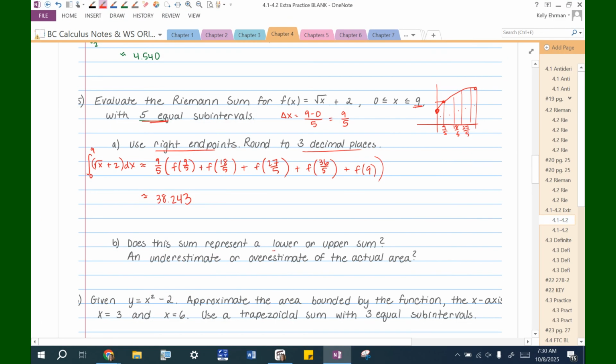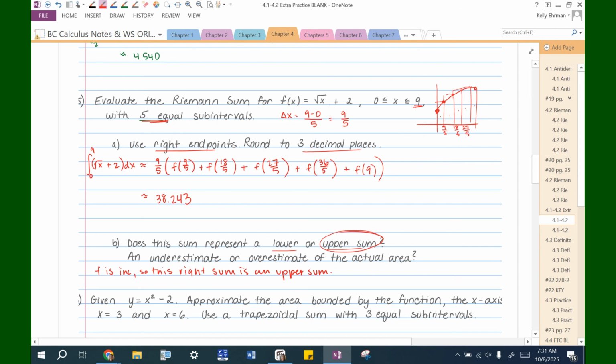Does the sum represent a lower or upper sum? So I can see this in my picture, but if you haven't sketched the graph yet, you would need to look because right does not always mean upper. This time it is an upper sum because f is increasing. So f is increasing. So this right sum is an upper sum.